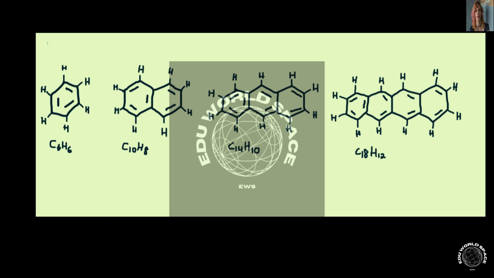On the left you have benzene, and on the center left you have naphthalene. On center right you have anthracene, and on the far right you have tetracene. When we do this skeletal structure for organic molecules, remember every point here counts as one carbon, and I drew the hydrogens in. So for benzene, our formula is C6H6.